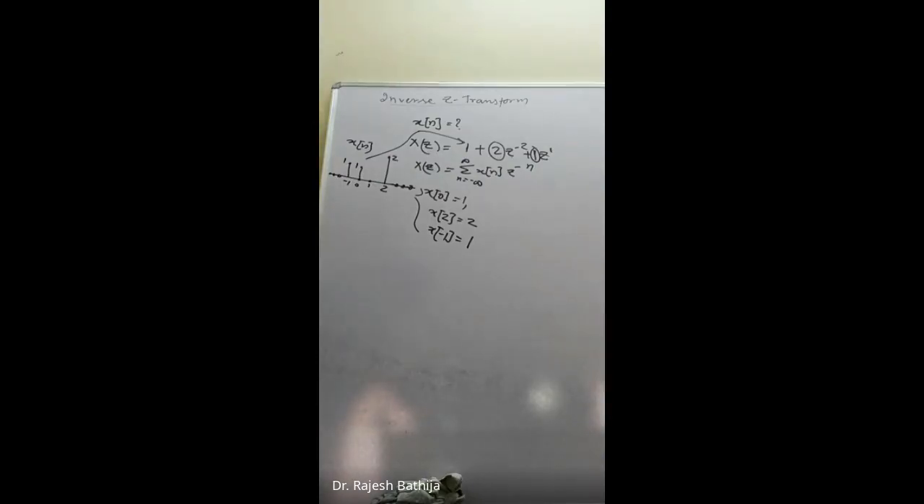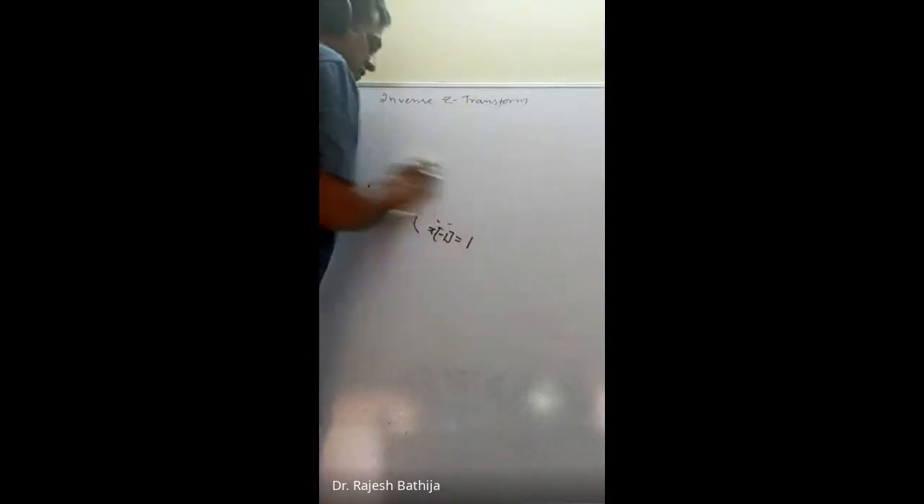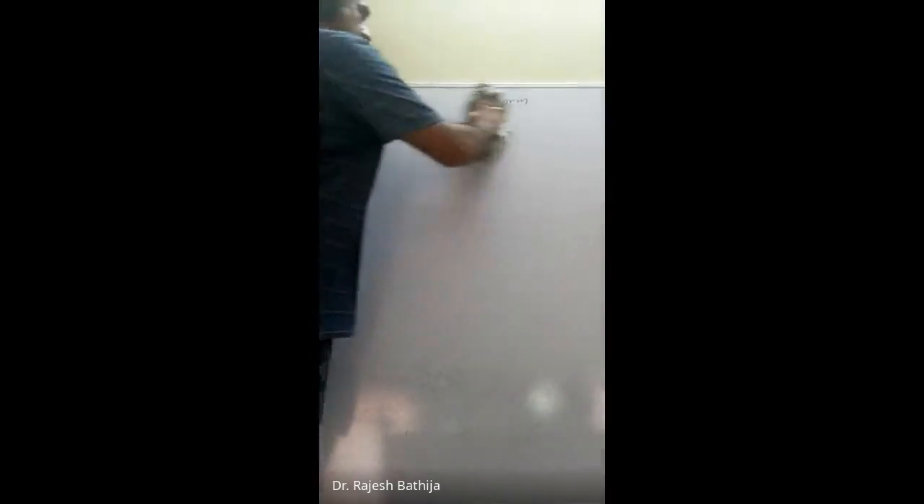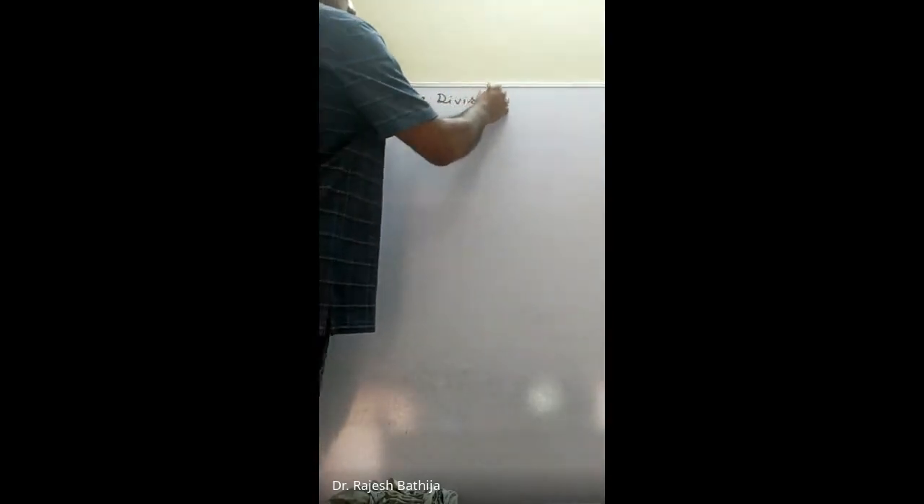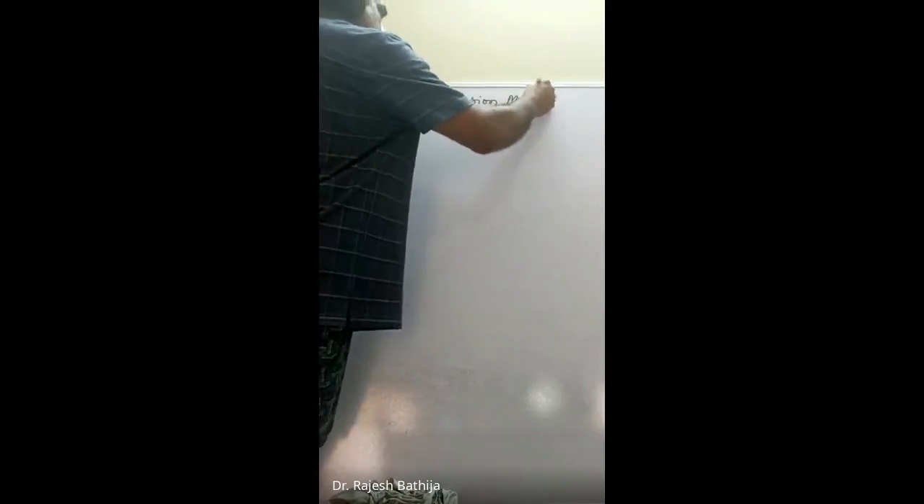Now the second method is the long division approach. We are discussing inverse Z transform. In inverse Z transform, the first method was the power series method or the direct method. The second is the long division method. These are all inverse Z transform methods.